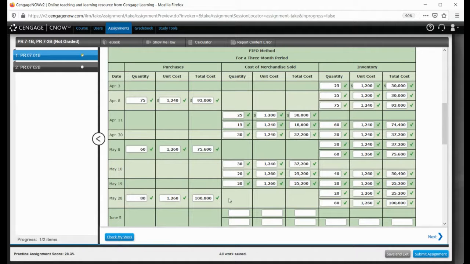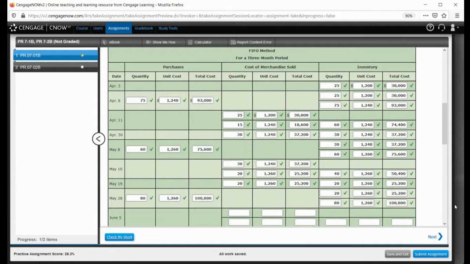And class, on this one, what you could have done is you really didn't have to have two separate layers because the purchase price was the same as before. You could have just combined these together and said that there were 100 units in ending inventory on May the 28th at $126,000 as the total cost. You could have combined these two together.